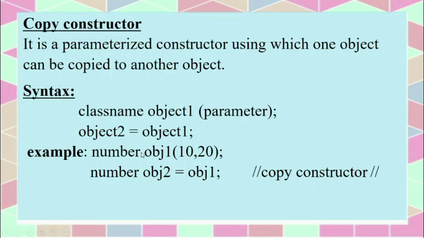Okay, so example: number object1 of 10, 20, and this object1 will be copied to object2, and this object2 should be declared using the class name number. So number object2 equal to object1. That means object1, which is having two arguments, is copied to object2. So this is the concept of copy constructor.